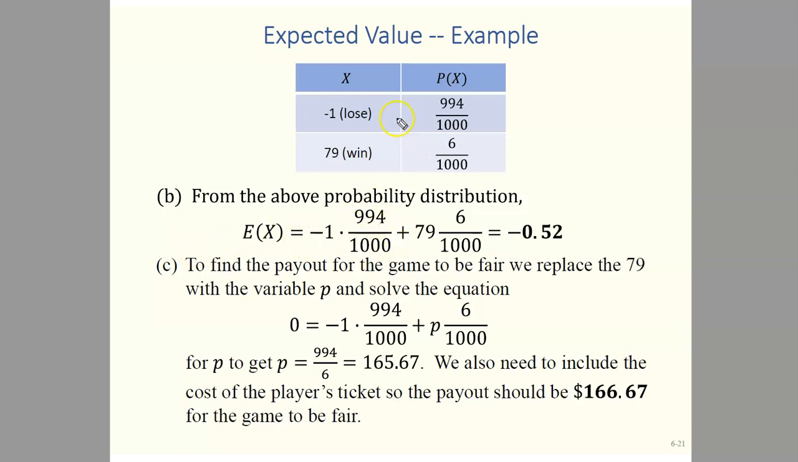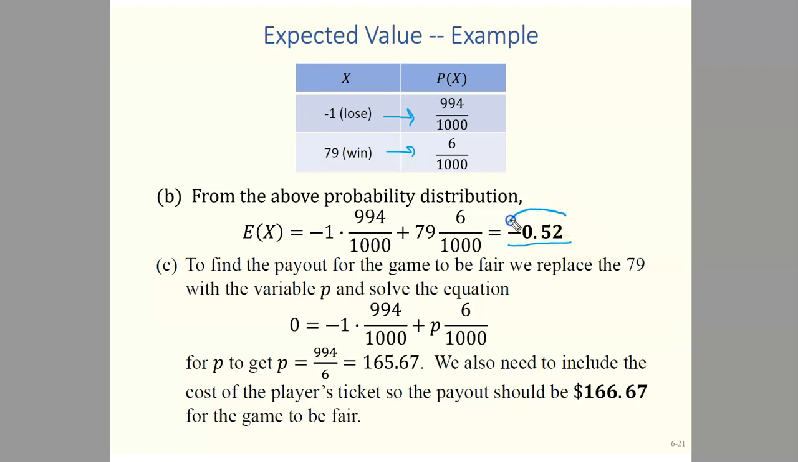So then here is our expected value. We just multiply these together: -1 times 994 over 1,000 plus 79 times 6 over 1,000. You can evaluate that on your calculator. You will come up with -0.52. Okay, so this is a losing game from the player's point of view.